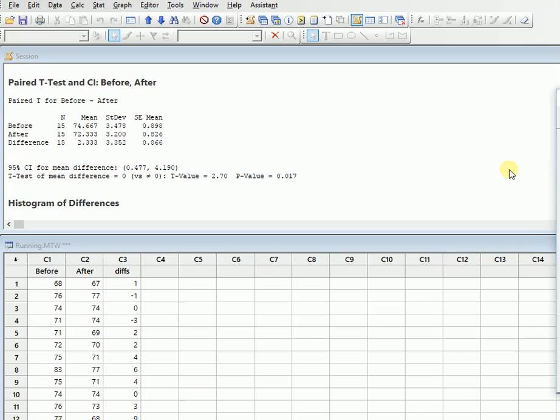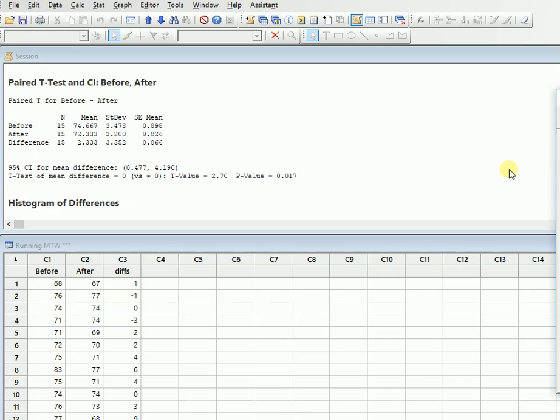So basically this test is telling you that for the heart rate data, the t value is 2.70 and the associated p-value is 0.017. This p-value indicates that there is only a 1.7% chance that you would have obtained your sample difference if your actual value was 0.